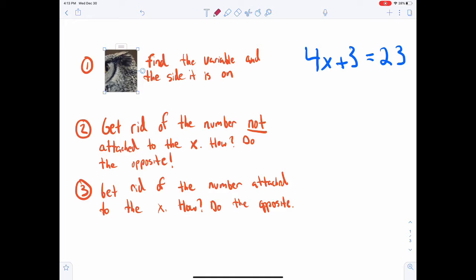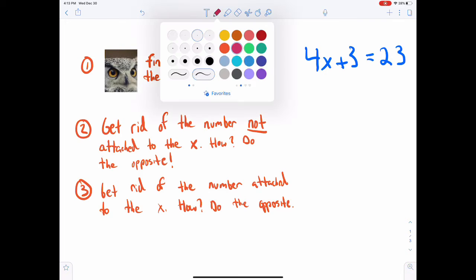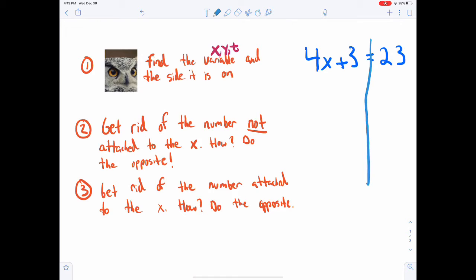If we look here at this owl, he's very watchful. And that's really the first step we're doing: we've got to find the variable, which is really just a letter, like x or y or t, whatever. Find the variable and the side it is on. In this equation, here's the variable. It's a letter. And if you were to draw a line, which sometimes we do, it's on the left-hand side. So we're just playing I Spy in that first step. We found the variable, which is right here, and it's on the left-hand side.